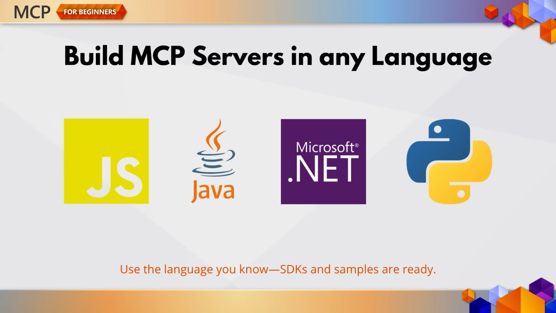Security is baked in. Every tool call, every data access has to be approved. That means users stay in control of what's shared, what's executed, and what gets exposed to the model. Want to build your own MCP server? Our curriculum provides examples in .NET, Java, Python, and JavaScript. No matter your stack, you can define tools, serve contexts, and participate in the MCP ecosystem.